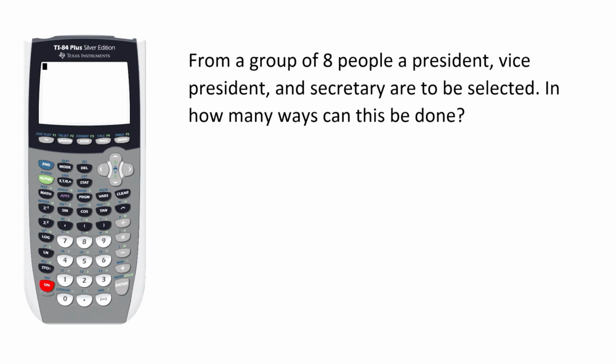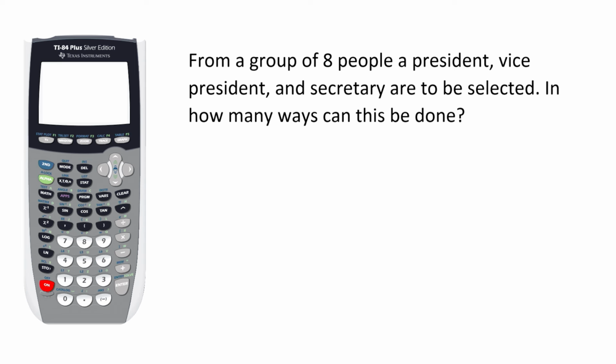In this video, we'll look at calculating combinations and permutations in the graphing calculator. For this example, from a group of 8 people, a president, vice president, and secretary are to be selected. In how many ways can this be done? Now, in this problem, notice that we're selecting 3 specific positions. We're not just choosing a group of 3 people.